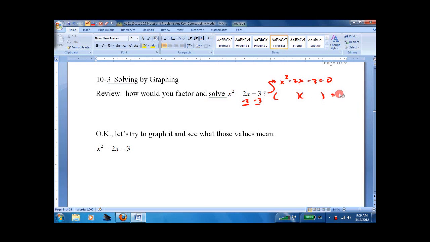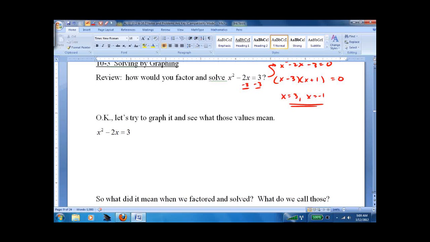Parentheses, x minus, x plus. Only thing that multiplies up is 3 and 1, so I hope that works. Negative 3 times 1 is negative 3, negative 3 plus 1 is negative 2. And then solve: x equals 3, x equals negative 1. If you don't remember that, I hope you do sooner rather than later.